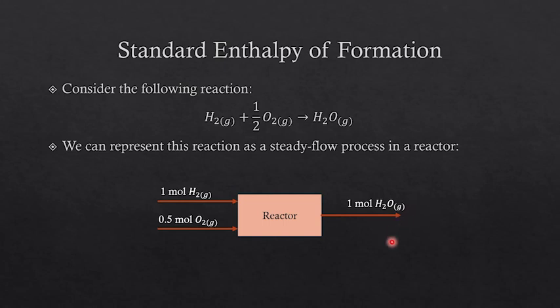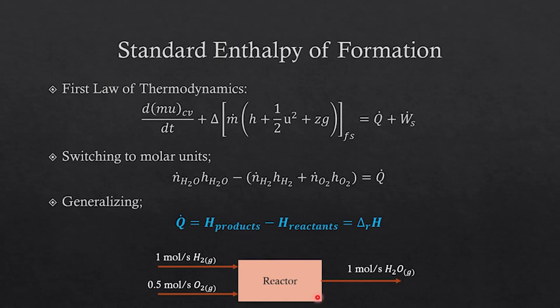Now, for this to become a steady-state reactor, let us assume that all of these values are for a basis of 1 second. So we have a flow rate of 1 mole per second hydrogen, 0.5 mole per second oxygen, and an output of 1 mole per second of water. For this process, let us examine the first law of thermodynamics equation, which we have been examining for the entire term by now. We have here our unsteady state term, our derivative with respect to time. We have here our flow stream terms, enthalpy, kinetic energy, and potential energy. And we also have here the heat transfer term and the shaft work term.